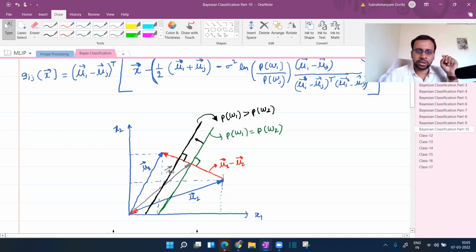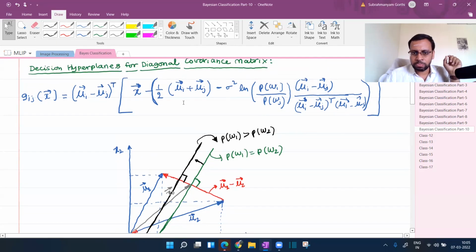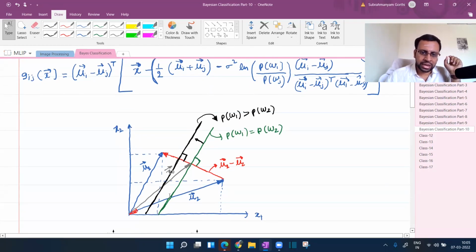First thing. Second thing, it has a value at x bar equal to mu1 plus, assuming that p omega 1 equals p omega 2. So that means this term would become 0. Then your x bar equals half of mu1 bar plus mu2 bar, right? So that's the value along the hyperplane. And if these two vectors are given, you could also figure out that mu1 plus mu2 by 2 will be on this line, one possible value. So it passes through mu1 bar and mu2 bar, and also this is perpendicular to it.